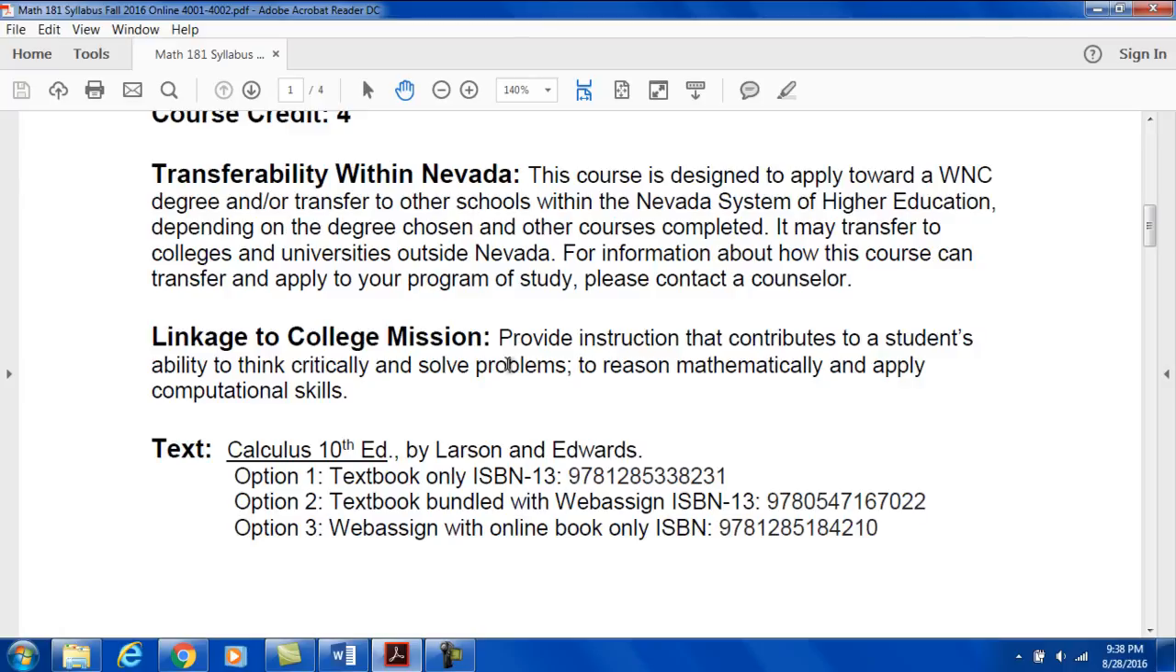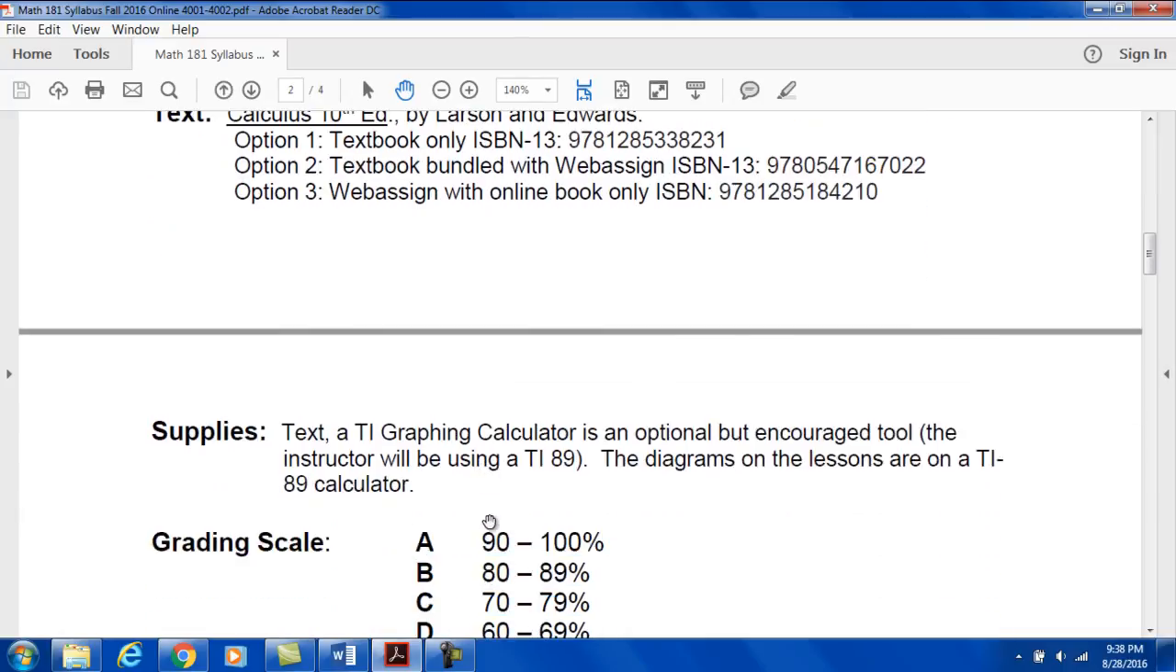Now I realize this is expensive, but it's a 3-semester book that we use. So if you're going to go on to Calculus 3, it's the same book. You don't have to keep buying it over again, unless, of course, you lose it or something.